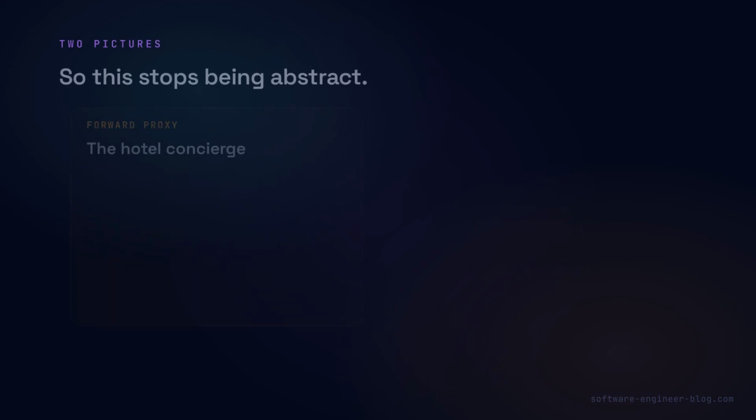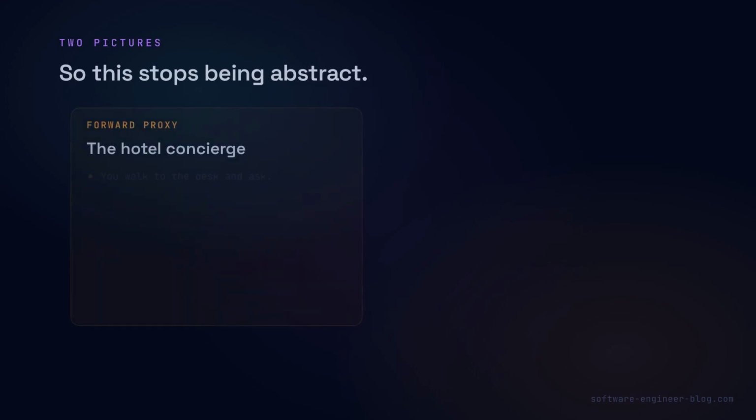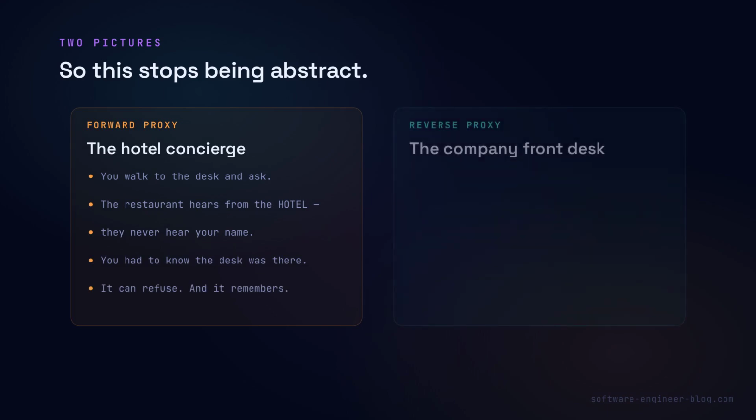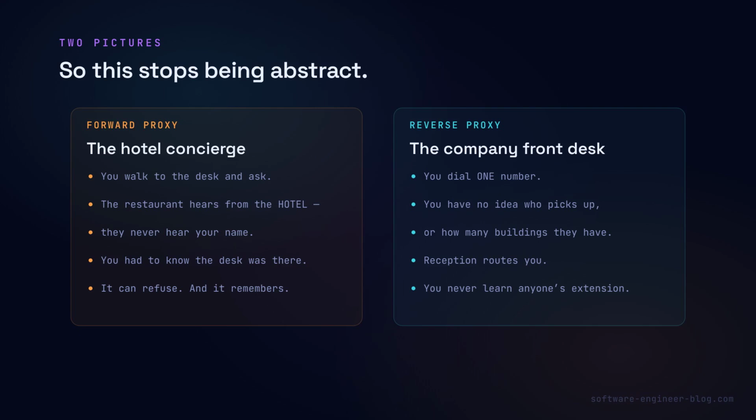Two pictures, so this stops being abstract. A forward proxy is a hotel concierge. You walk to the desk and ask them to book a table. The restaurant takes a call from the hotel. They never hear your name. You had to know the desk was there and walk to it. And the concierge can refuse to book you certain places and remembers everything you ever asked for. A reverse proxy is the front desk of a large company. You dial one number. You have no idea who picks up or how many buildings they have. Reception routes you. You never learn anyone's extension.